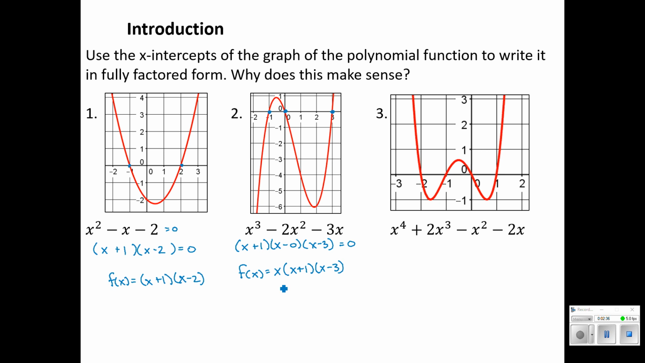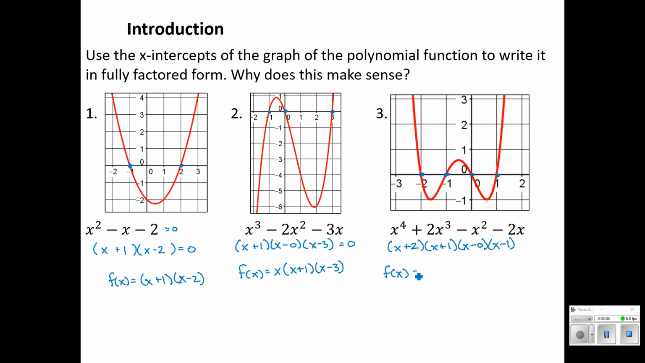Again, we're looking for patterns here. Why does it make sense? Well, it makes sense because using the x-intercepts allows us to use the zero product property. That's the connective tissue there. All right, for number 3, we've got -2, -1, 0, and 1. So those zeros would come from factors of x plus 2, x plus 1, x minus 0, and x minus 1.